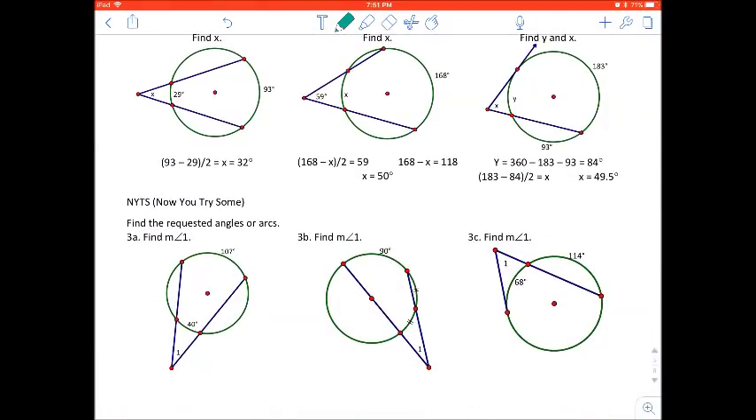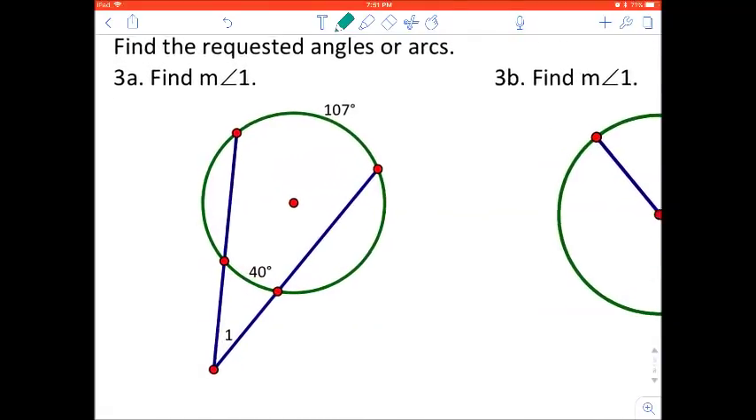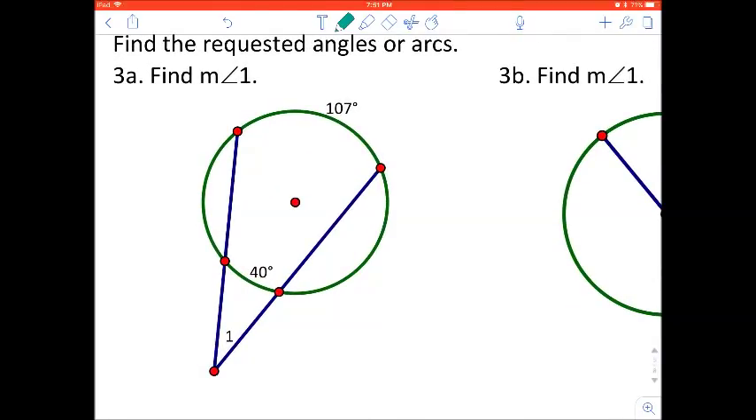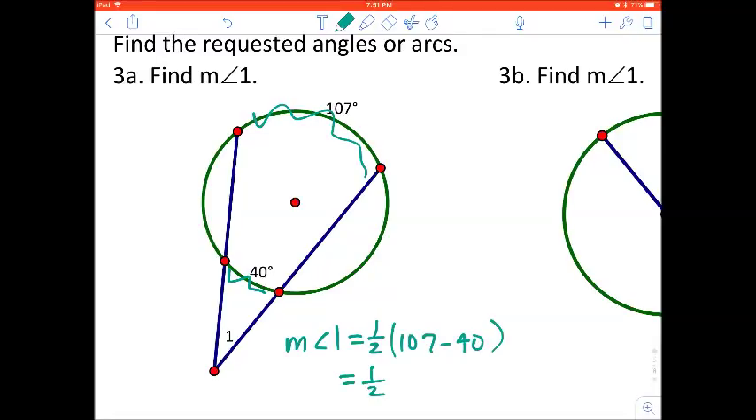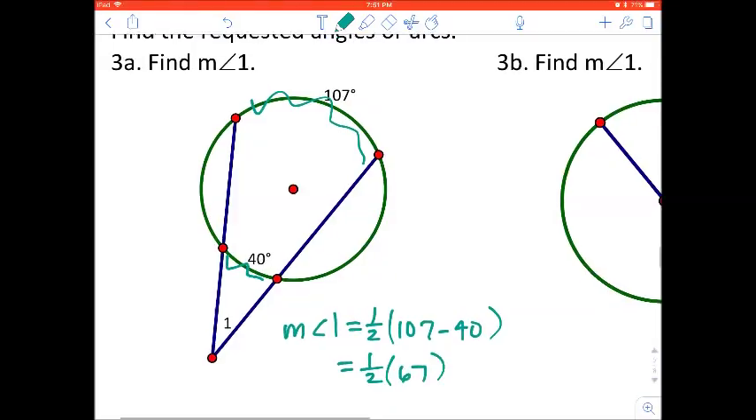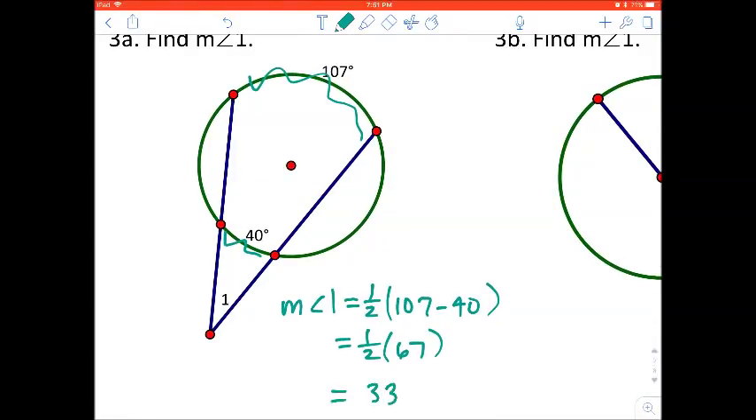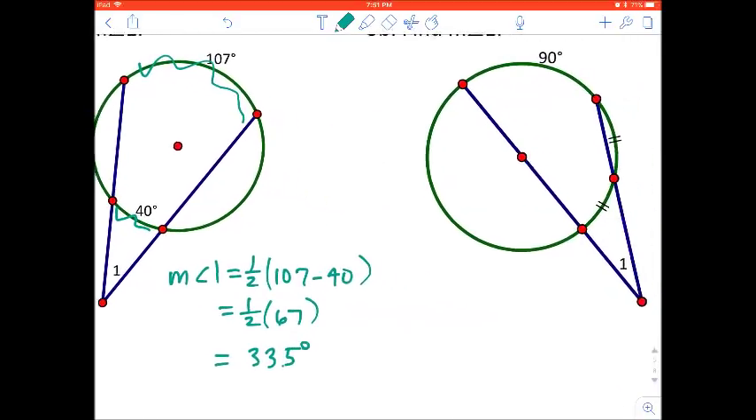So some examples are worked out for you. Let's go ahead and try some out ourselves. This is the most basic example you could see. We have angle 1 outside of the circle, and it intercepts arcs of 107 and 40. So the measure of angle 1 equals half of the difference, now, not the sum, which means the measure of angle 1 is going to be half of 67, which is 33.5 degrees.